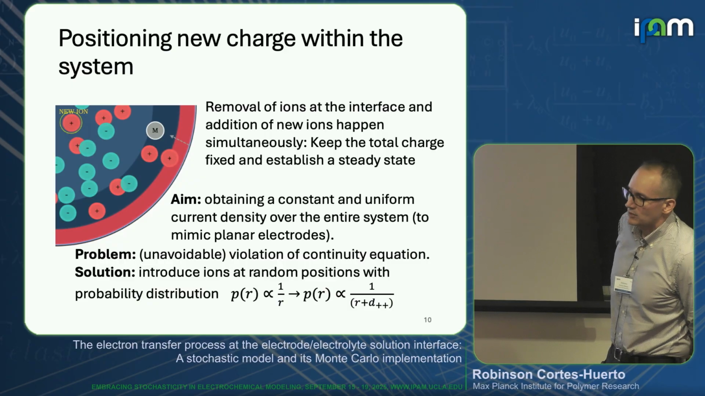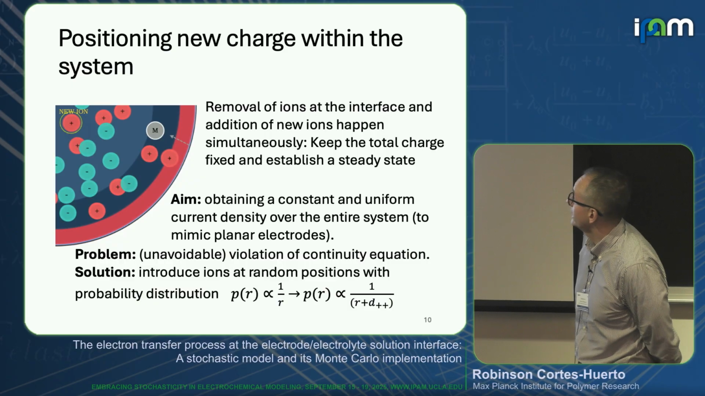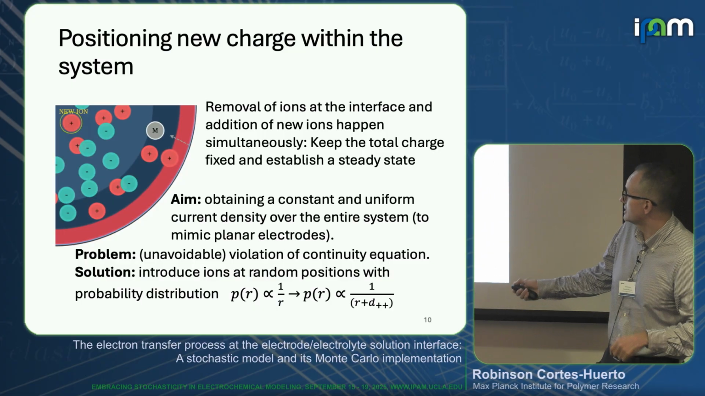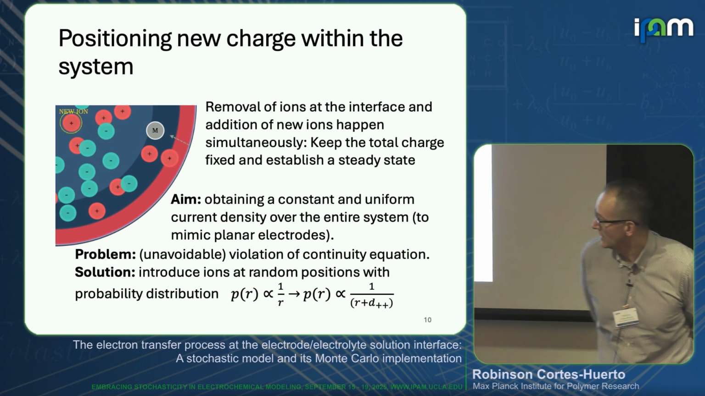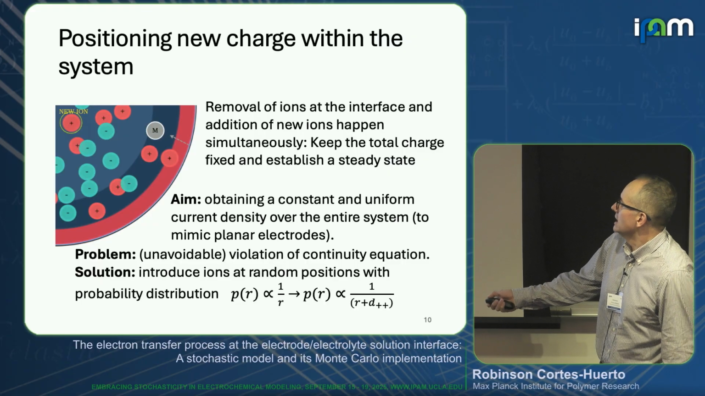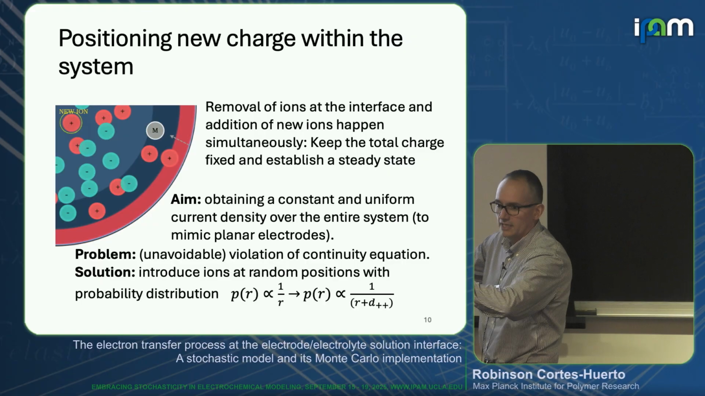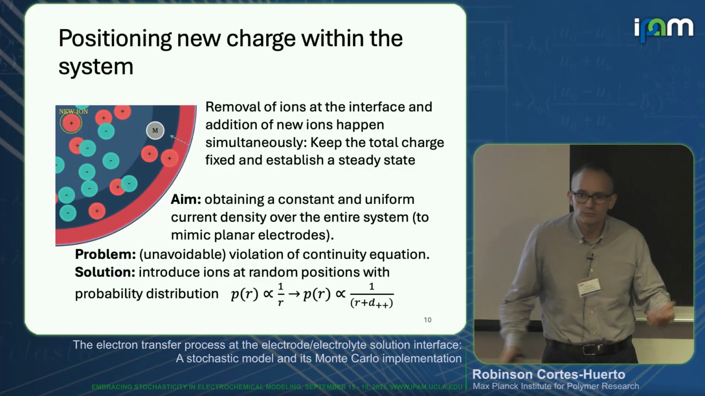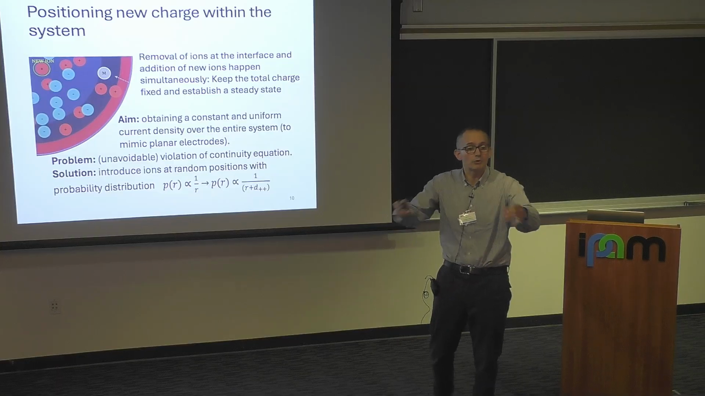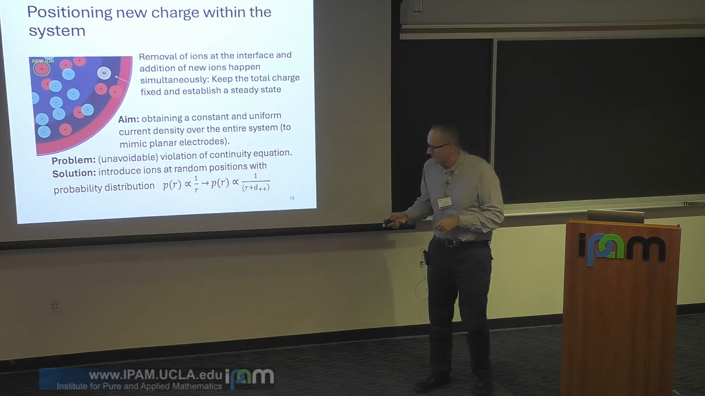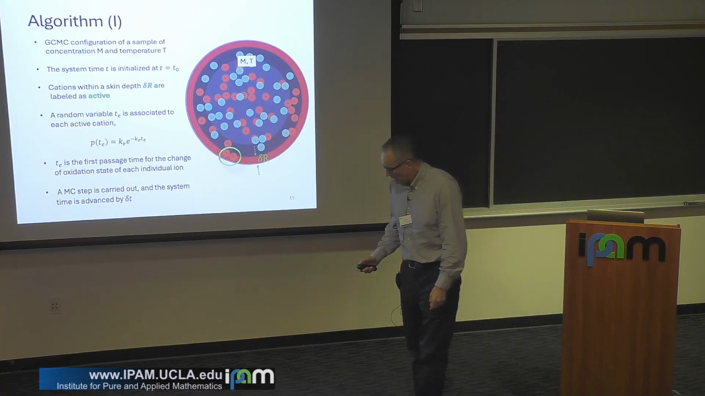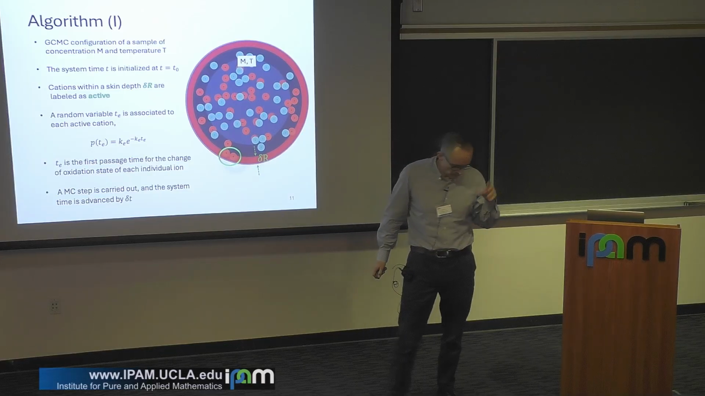And this situation mimics, of course, planar electrodes. Moving charges around immediately introduces a violation of the continuity equation. A way to mitigate this problem is to introduce ions at random positions within the simulation box with this probability distribution. That means that we are violating this continuity equation everywhere a little bit. There are other alternatives, of course.